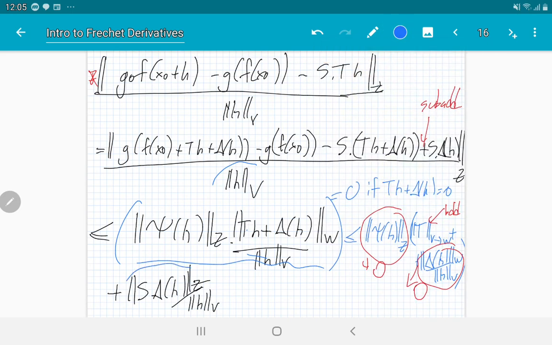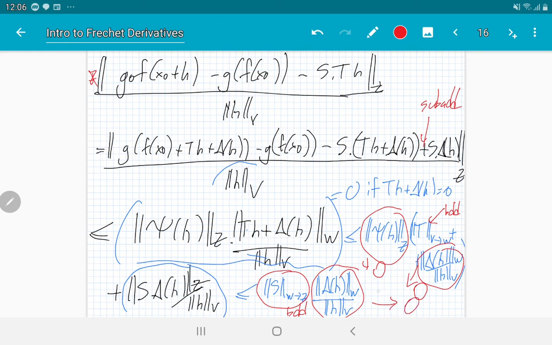So remember that not only t is a bounded linear operator, but also s. Therefore, this whole expression is less than the norm of s as an operator from w to z, times the norm of delta of h, which belongs to w, divided by the norm of h, which belongs to v. And now this is bounded, this is a constant, and this guy here goes to 0 when h goes to 0.